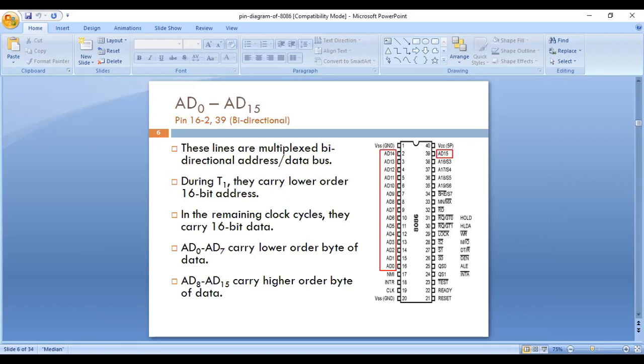First, pins AD0 to AD15 are bidirectional pins. These are the multiplexed bidirectional address as well as data bus, so they carry the address and data lines.